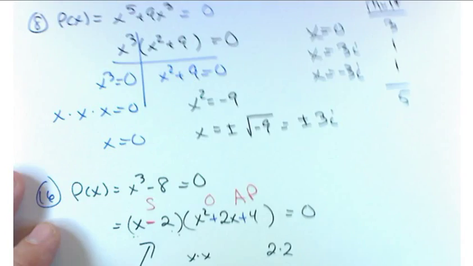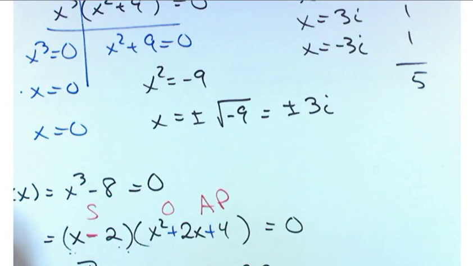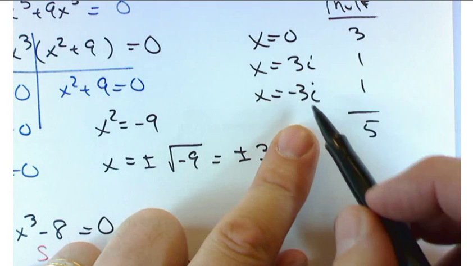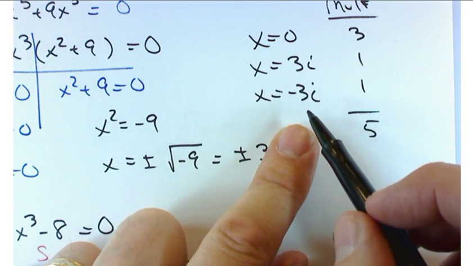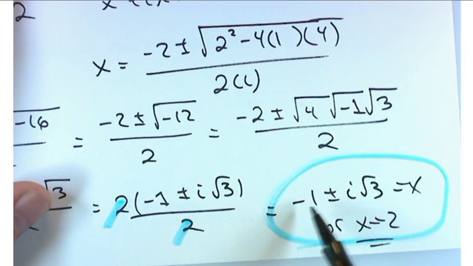So there's this nice correspondence between roots and factors. There's also something else that we saw, but we really didn't take the time to observe in the first couple problems. We had a root at 3i, and we also had a root at negative 3i. These are called conjugates. Down here, we had a root at negative 1 plus i square root of 3, and negative 1 minus i square root of 3.